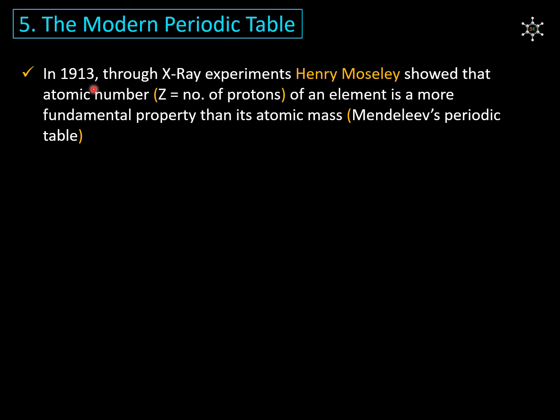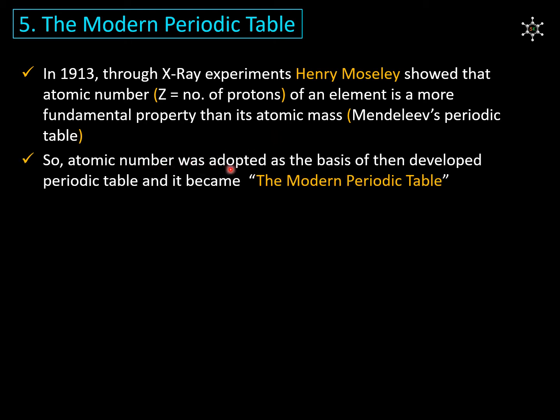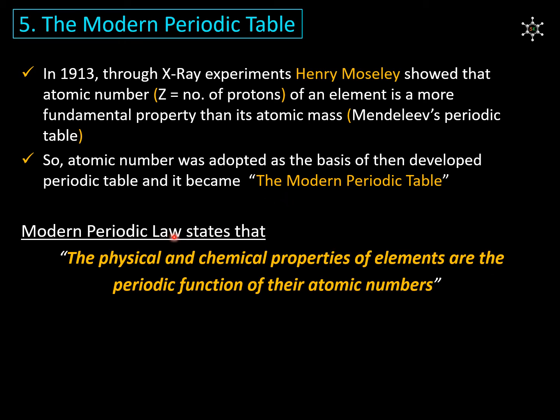In 1913, through X-ray experiments, Henry Moseley showed that the atomic number Z of an element is a more fundamental property than its atomic mass A. So, atomic number was adopted as the basis of the then-developed periodic table, and it became the modern periodic table. The modern periodic law states that the physical and chemical properties of elements are a periodic function of their atomic numbers.